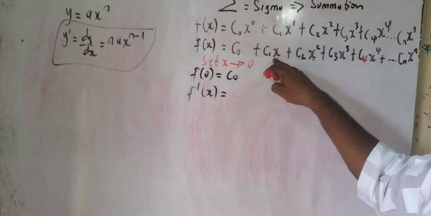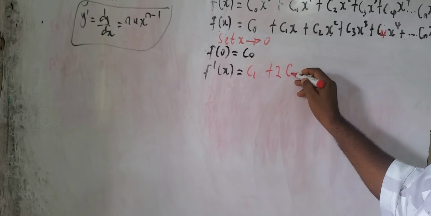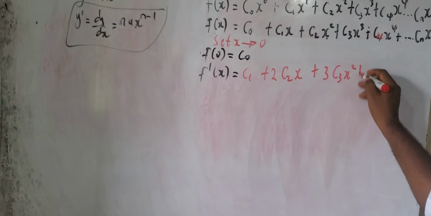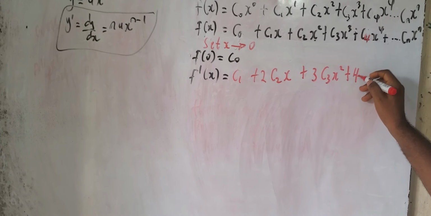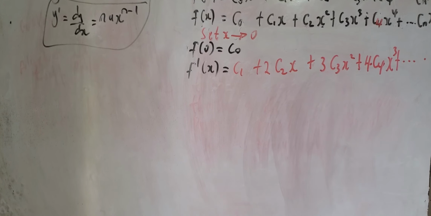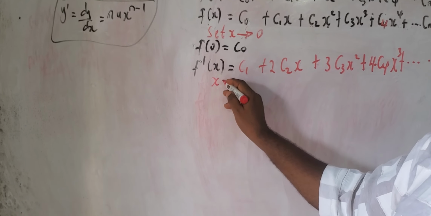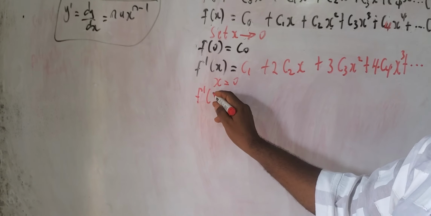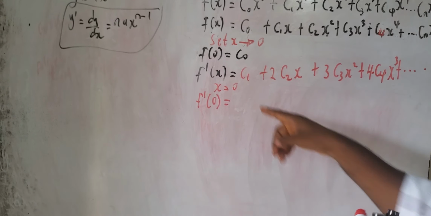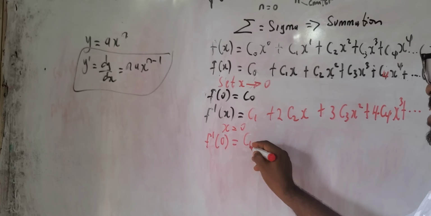So here now, if I differentiate this one, it will give me c1, plus this one gives me 2c2x, plus this one gives me 3c3x squared, plus this one gives me 4c4x raised to power 3, plus and so on and so forth. Now, for me to get c1, I will set my x to be equal to 0. Anytime the x becomes 0, everything here becomes 0. So that means my c1 will be f prime of 0.